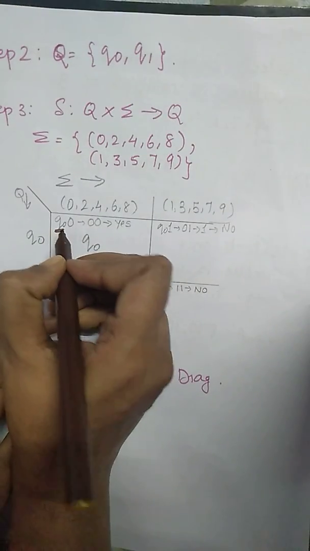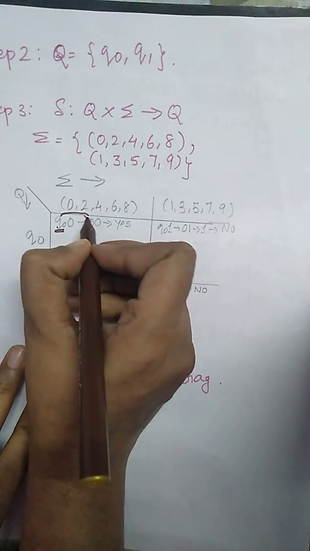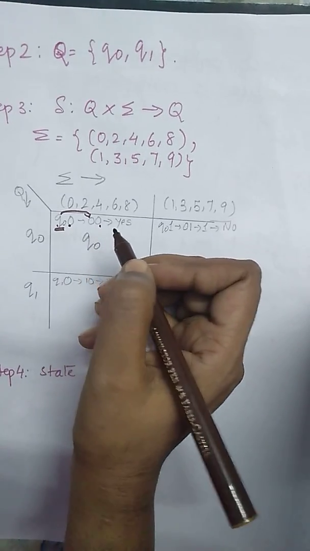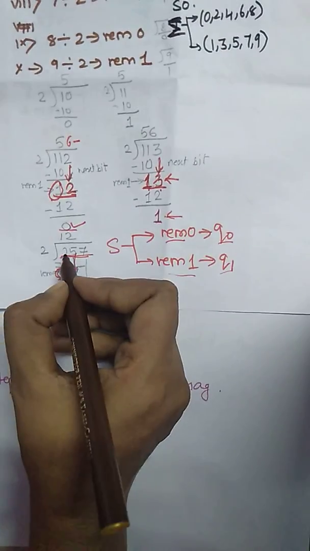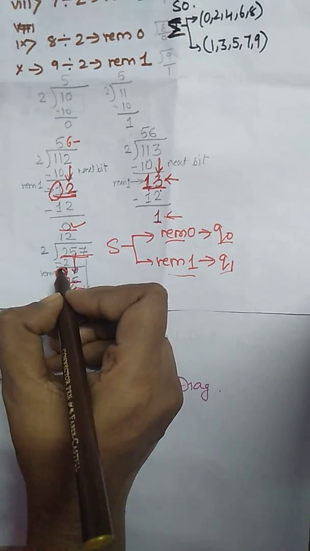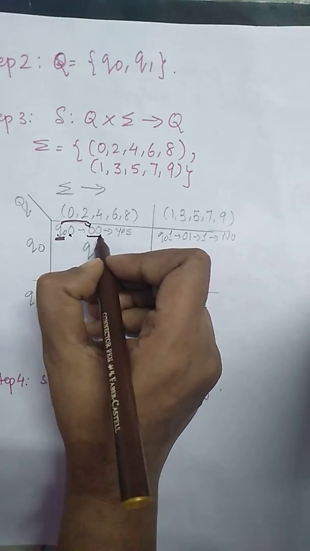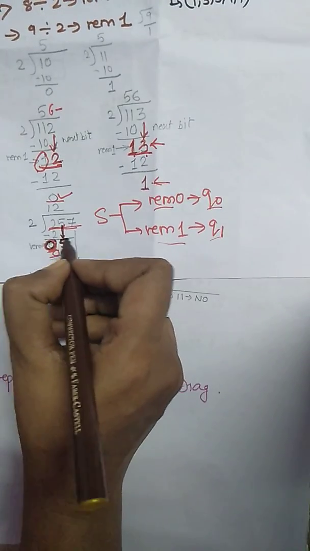So that we had already discussed. Q0 represents previous remainder 0 with the next bit as 0. We had taken this example here: 2 divided by 2, previous remainder as 0 with the next bit as 5. Here previous remainder as 0 with the next bit as 5. What number is generated here? It is 0, 0. What number is generated here? It is 0, 5.